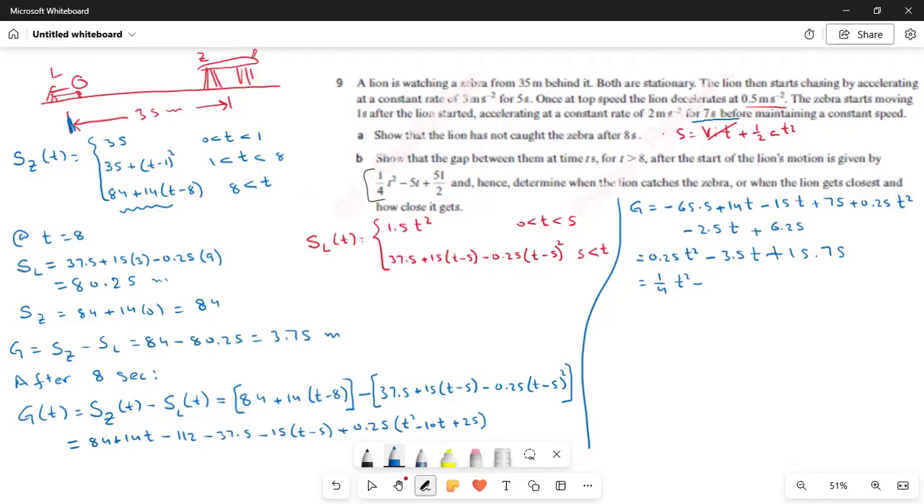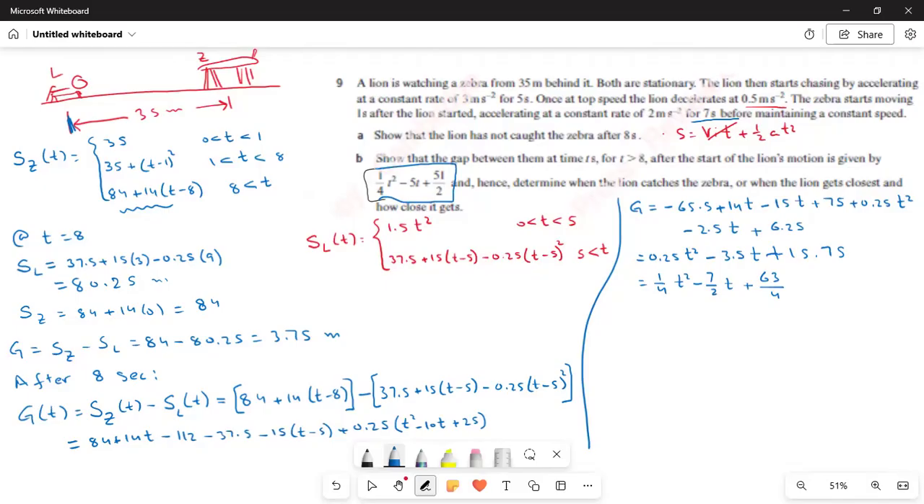So if I write it in fraction form, this is 1 by 4 t squared minus 3.5, which is 7 by 2, so minus 7 by 2 times t, and plus this fraction 15.75, it can be written as 63 by 4. So basically, I'm trying to tell you that this expression is not the same as the one given over here, and I have a reason to believe that my expression is correct.